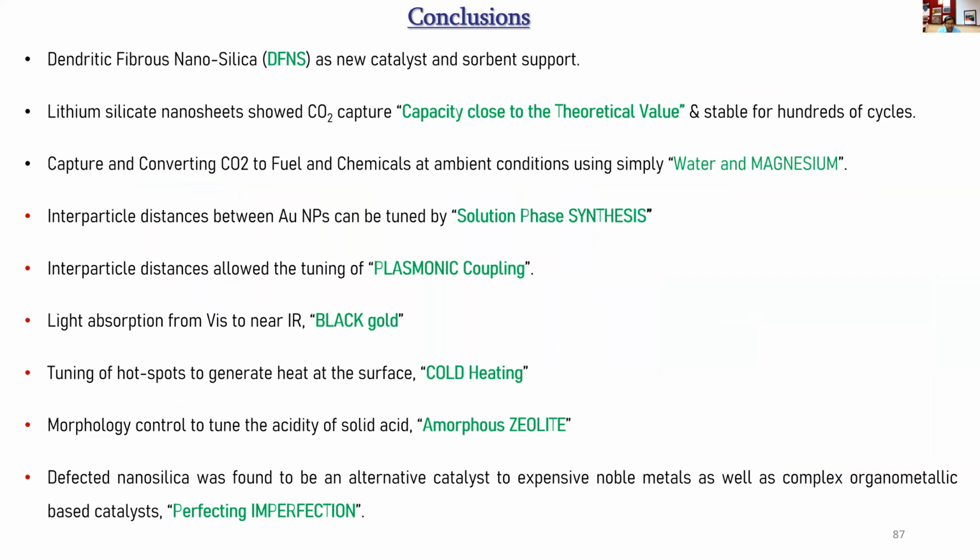I also showed you the black gold work where we tune the particle distance between the gold nanoparticles, which allows the material to absorb the entire visible to near-IR light. And you can use that light absorption behavior, those hot electrons and localized heating to do catalytic CO2 conversion. And I also showed you the creation of defects in nanosilica, from sand to nanosilica, how to create the defects, how to tune the defect types and concentration, and that allowed us to then activate the CO2 and hydrogen and convert CO2 into methane.